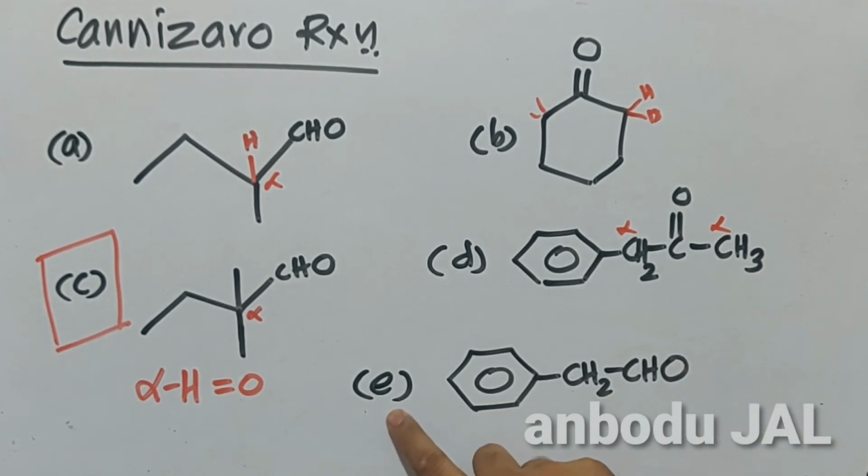And the last option, phenyl acetaldehyde. This is acetaldehyde. One phenyl group is attached to acetaldehyde. This is alpha carbon. It contains alpha hydrogen. So it will never undergo Cannizzaro reaction. So option C is the correct answer.